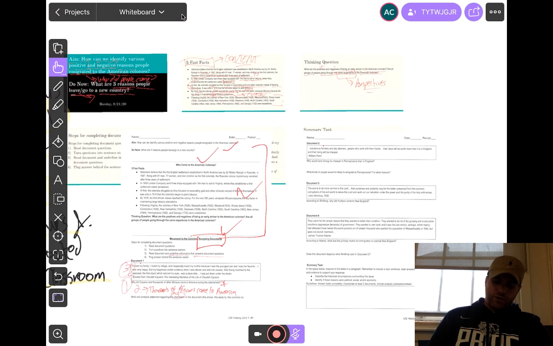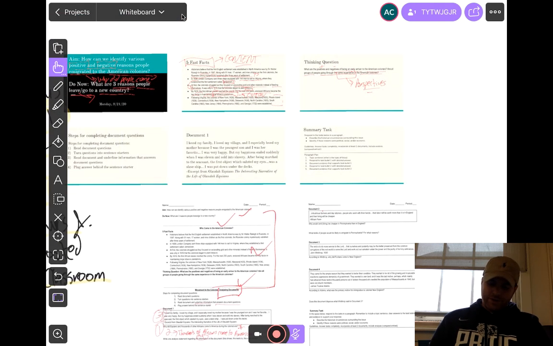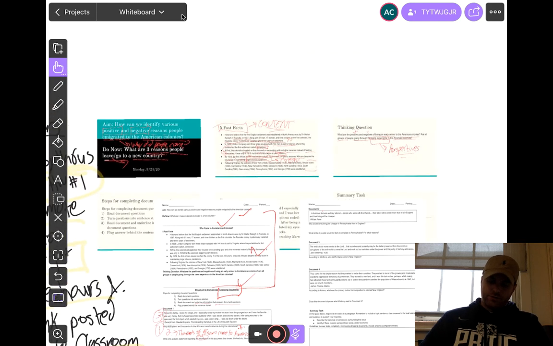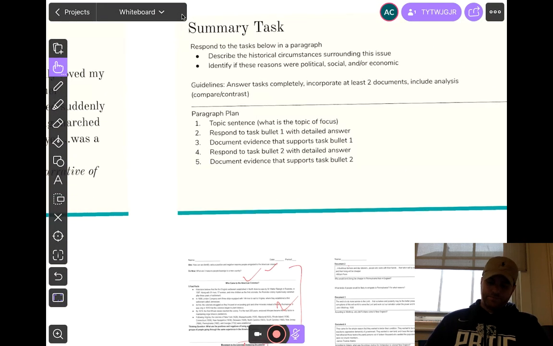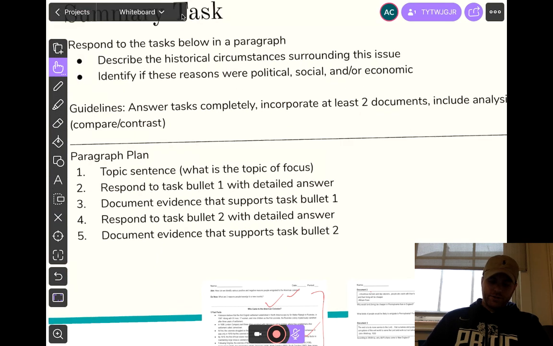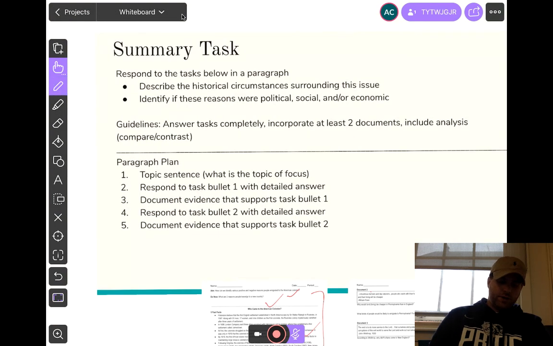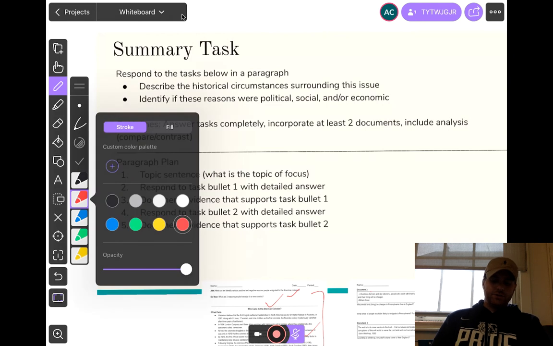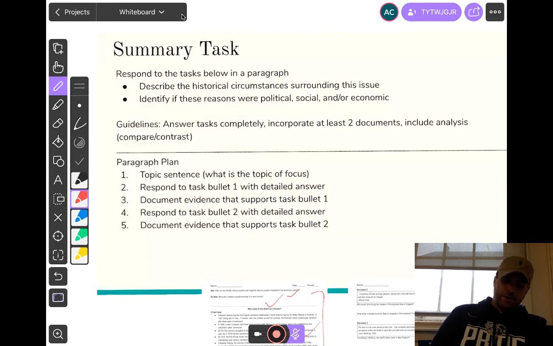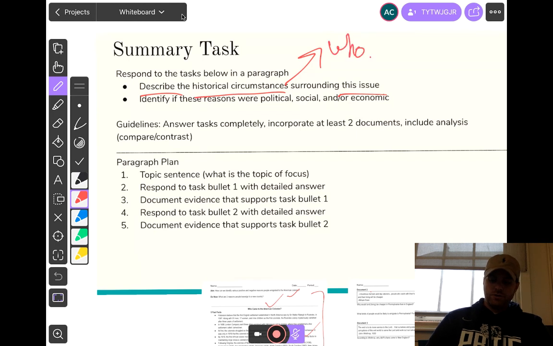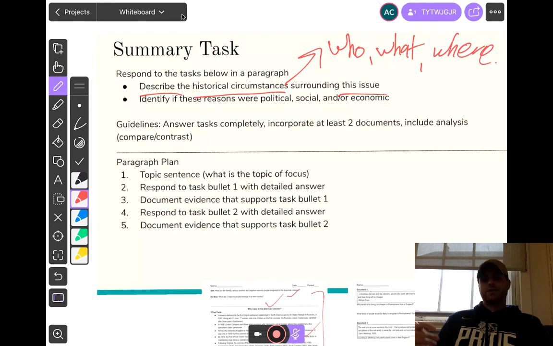One final piece for today: we have a summary task. We'll zoom in on it here in the PowerPoint. We're hit with two task bullets, two things you're being asked to do. Task bullet 1, describe the historical circumstances surrounding this issue. This is really the who, the what, and the where. So try to explain what's going on with these documents.